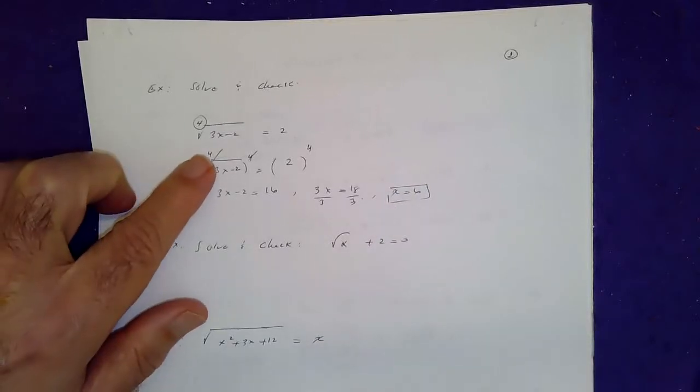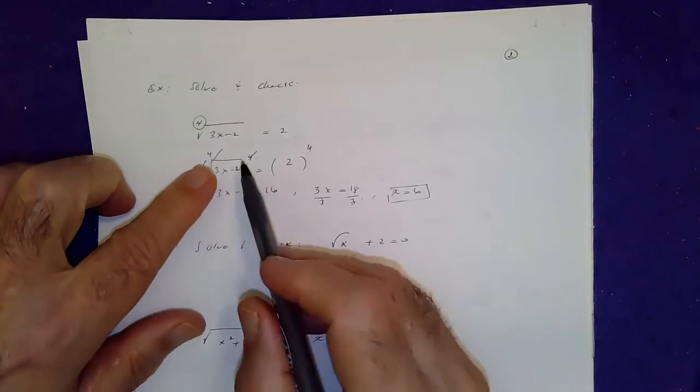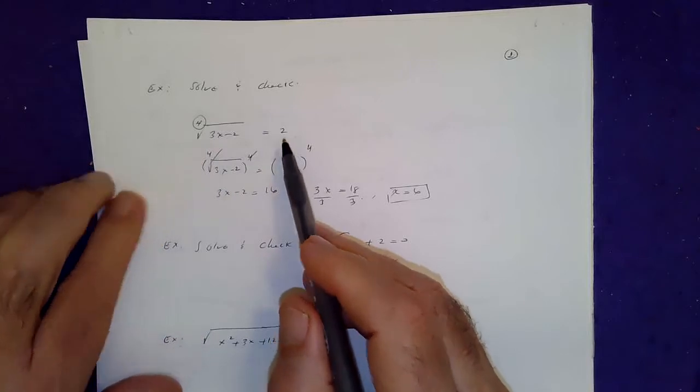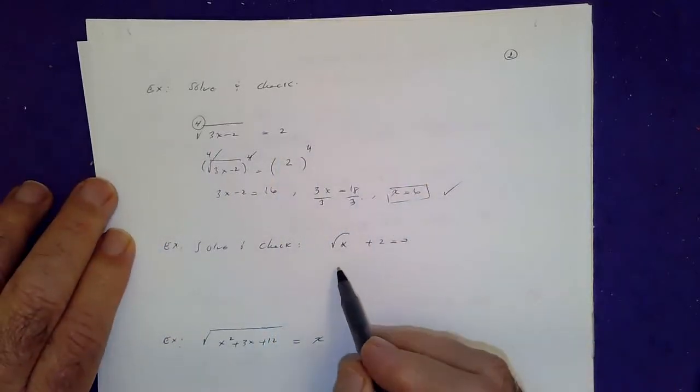And lo and behold, you get 6. And make sure you check and make sure it's correct. So 3 times 6 is 18. 18 minus 2 is 16. Fourth root of 16 is 2. It checks.